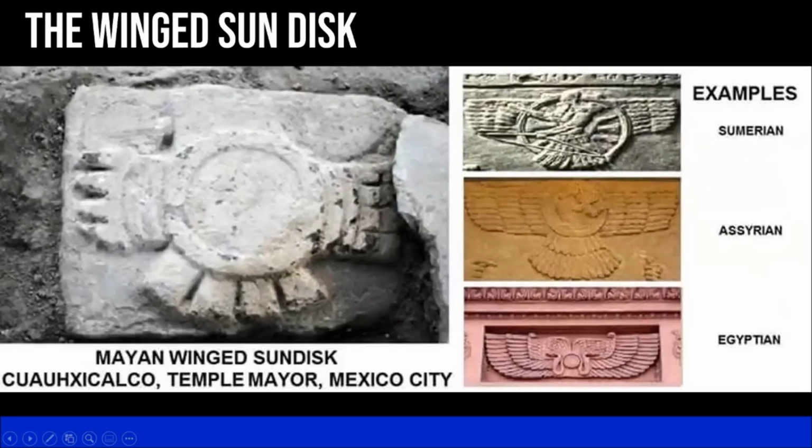Here's the winged disc again. As a matter of fact, you can find it in Mexico. You can find it in Samaria. You can find it in Assyria. You can find it in Egypt. And the list actually goes on. But again, this is all based on what? The solar cross. So in other words, when the sun sits on top of the equinox and the solstice.